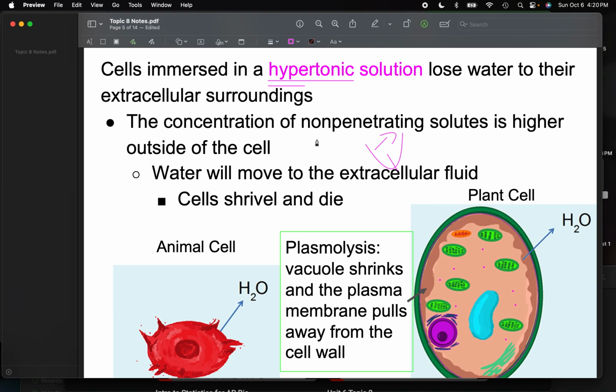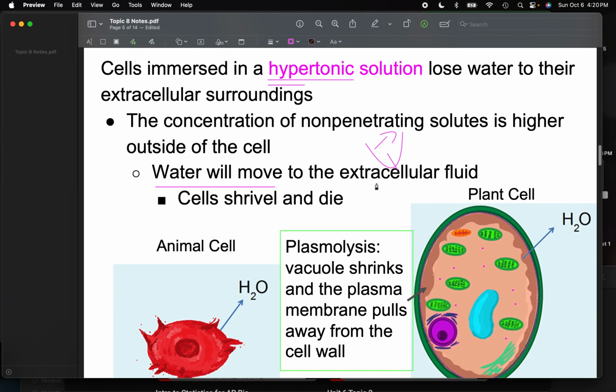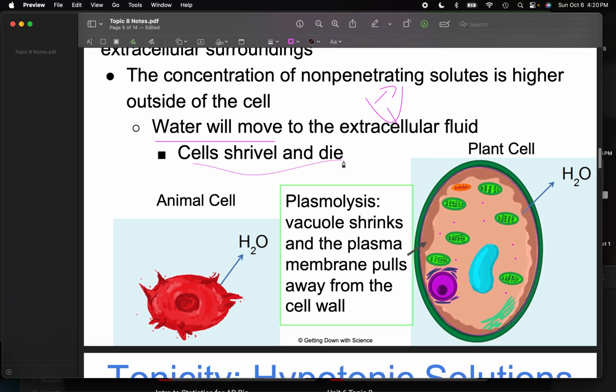The concentration of these solutes is higher outside of the cell, so water is going to move to the extracellular fluid. This is not good for cells. Cells will shrivel and die. So animal cells essentially will just, the water will go out, it'll shrivel.